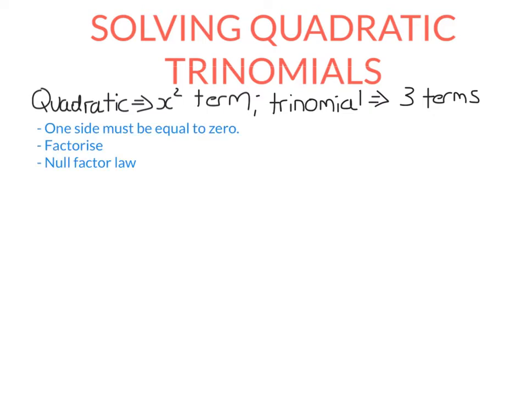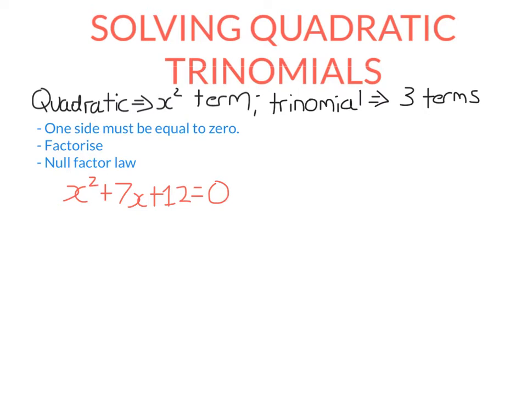So just as for quadratic binomial equations, one side must be equal to 0. We factorize the quadratic expression and then use the null factor law. What makes trinomials different is that we factorize differently. So quadratic trinomials look like this. This is a quadratic because of the x squared term. It's a trinomial because it has 1, 2, 3 terms.